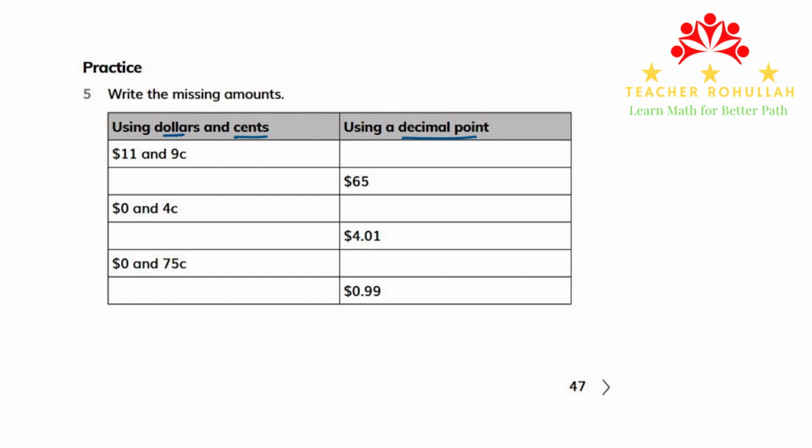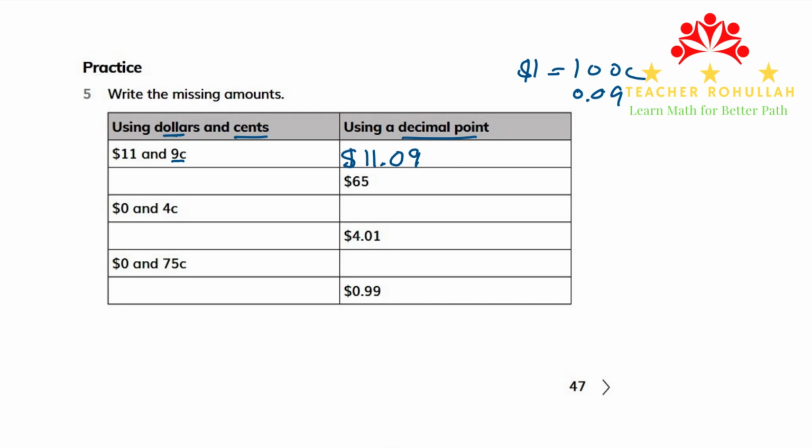So the amount is $11.09. Here we have to remember it is 9 cents, not 90 cents. If we put 9 here without giving any zero, it means we are having 90 cents. But to show that it is only 9 cents, we have to give a 0 and then write 9. This means 9 out of 100. You know that $1 is equal to 100 cents. So 9 out of 100 will be 0.09. That's why we have to give a 0 before 9.